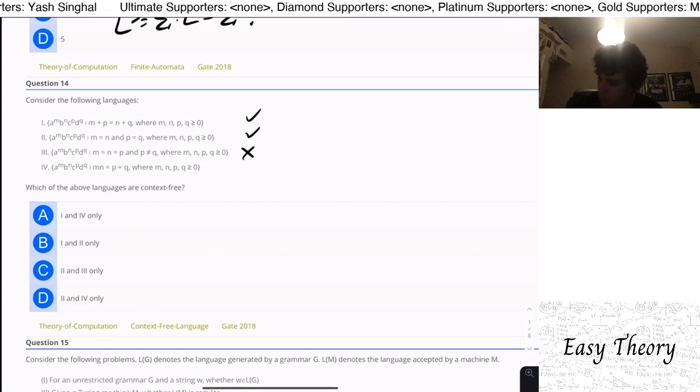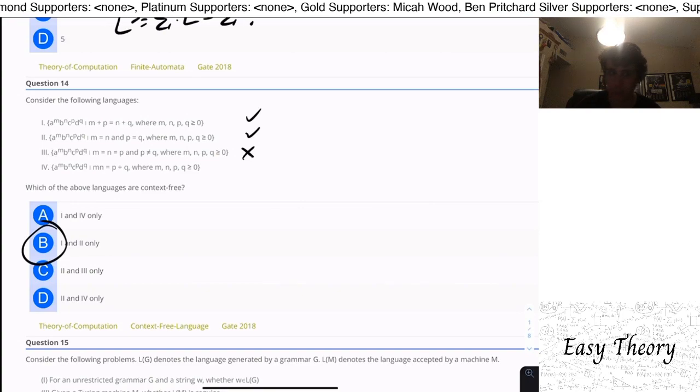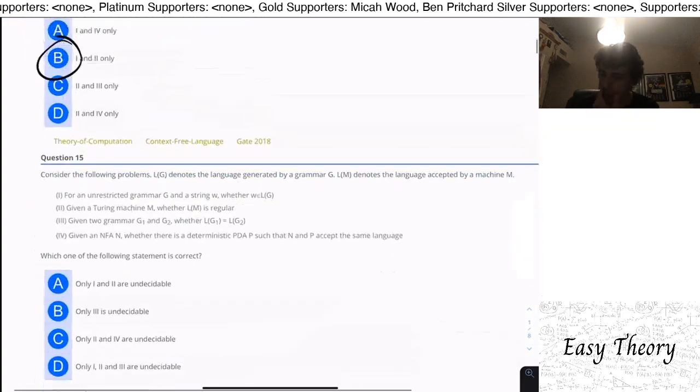So this is actually a good example of where you can apply deductive reasoning, although I don't recommend it, because every answer has 2 of these, and we determined that 2 of them are context-free, so it must be 1 and 2. Okay.